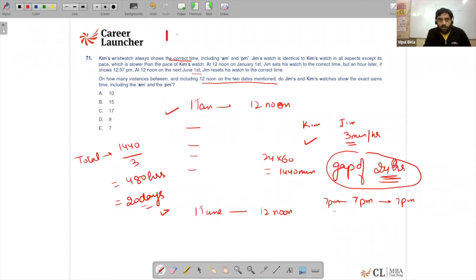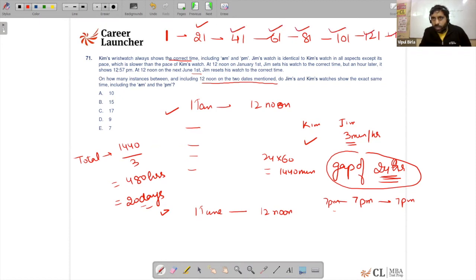So that was the first day, then the 21st of January, then after 20 more days, 41, then 61, then 81, then 101, 121, 141. The number of days in these 5 months is close to 150. And again we've got 21, then 3, 4, 5, 6, 7, and then again the 1st of June. So 7 plus 2, 9 is my answer to this question.